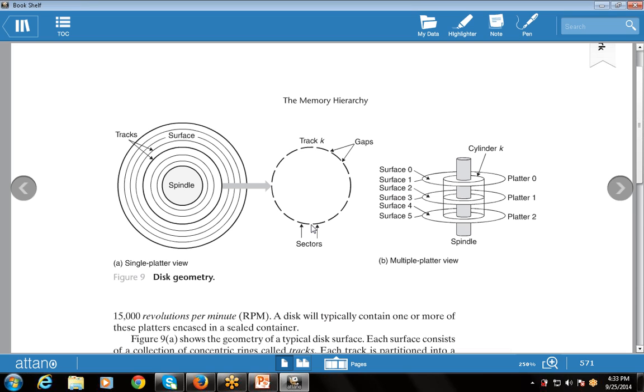First of all, there is a track. In the track, there is a gap, and after the gap, there are multiple sectors. So a disk contains tracks as well as sectors. This is the single platter view. This is the multi-platter view. This is one platter. This is platter 1, this is platter 2, this is platter 0, and these are the multiple cylinders. There is one spindle that holds all the platters, all the surfaces.